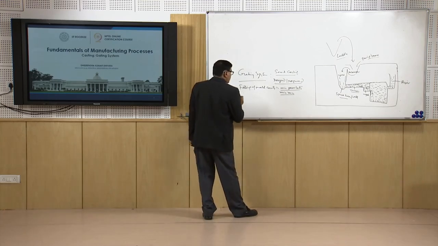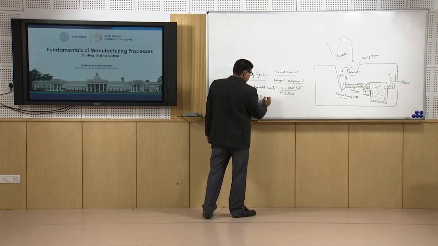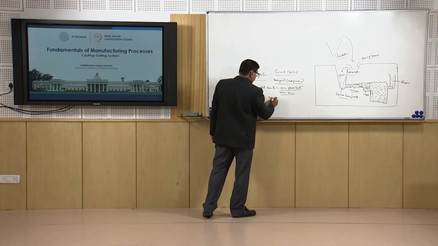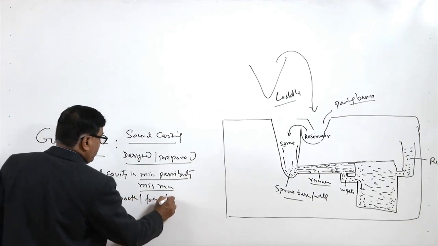Another is that the flow of molten metal is smooth and free from turbulence.